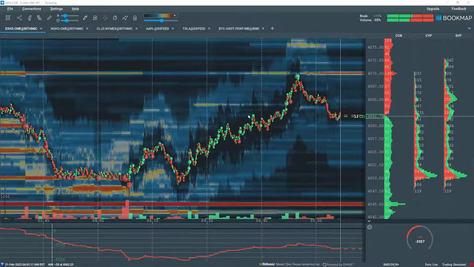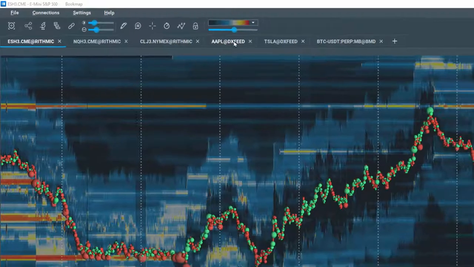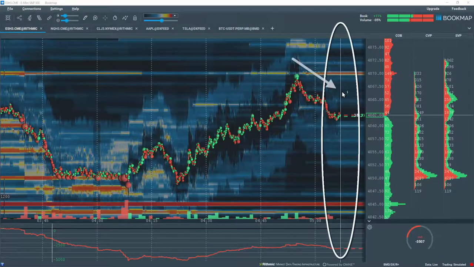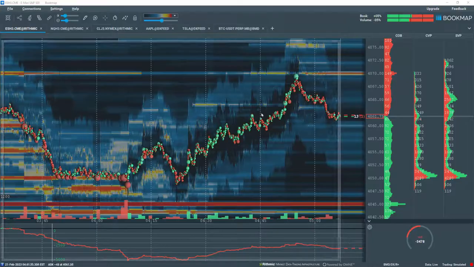Let's give an overview of the bookmap chart. In the upper left, you'll find the drop-down menus and the toolbar, followed by the various instrument tabs. The main bookmap chart is below. The vertical white line here divides the main chart window. The current market is to the right, and the historical market is to the left.